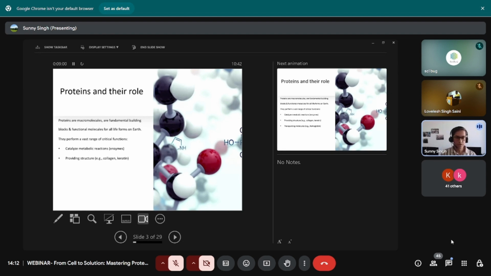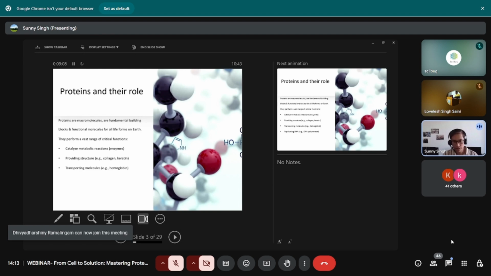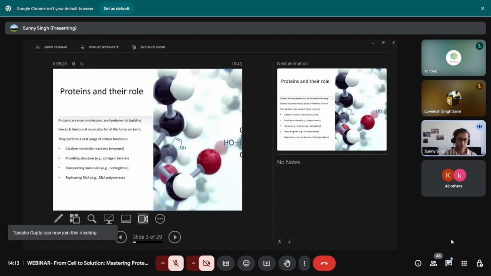Providing structure: you have collagen, keratin, so hair, nails. Transporting molecules: hemoglobin transporting oxygen with the help of oxygen binding to the heme. And replicating DNA: all of the cell cycle regulation, all of the cell division, and all of the DNA that is required for each of those cells is made by DNA polymerases.